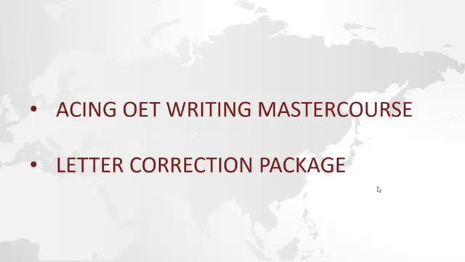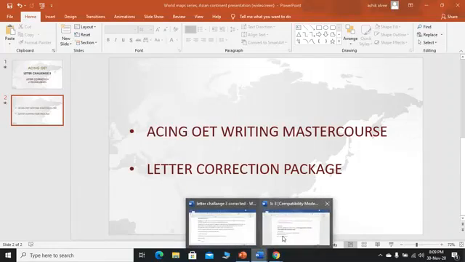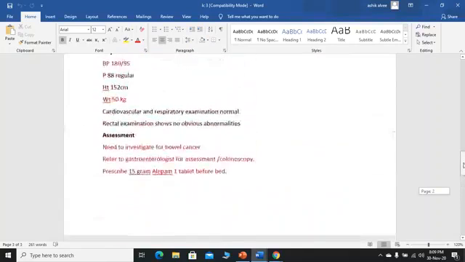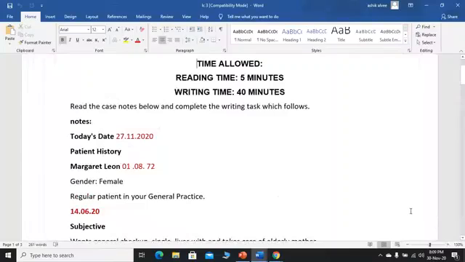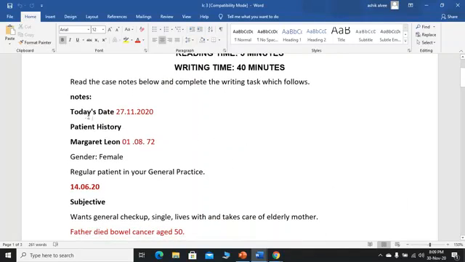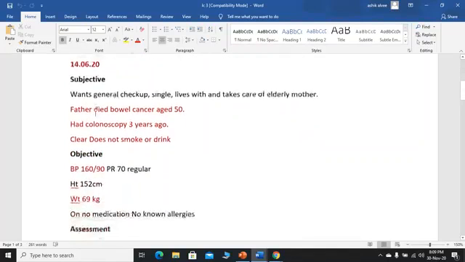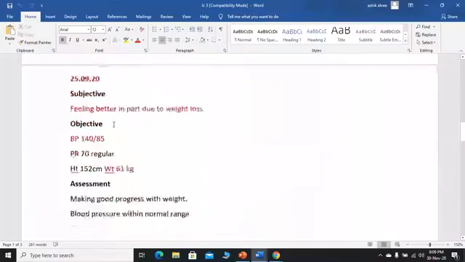All right, let's move on to our letter correction. So, this was the case notes that we had. It's a known letter. A lot of you have seen the letter before. I have marked the information in bold and red. These are the relevant information. There are many relevant pieces of information in the letter, and I've marked all of them.